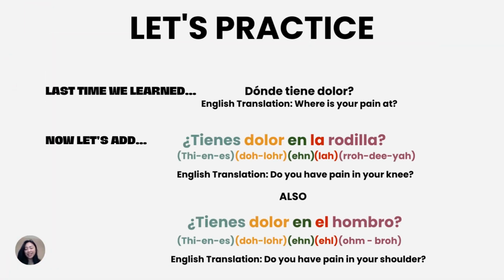So now let's practice. Last time we learned ¿Dónde tiene dolor? So now let's add more specific questions relating to body parts, such as ¿Tienes dolor en la rodilla? Which translates to do you have pain in your knee? And you can also ask ¿Tienes dolor en el hombro? Which means do you have pain in your shoulder? So you can also use tienes dolor and fill in the blank with whatever body part, just as we used for the knee and shoulder.